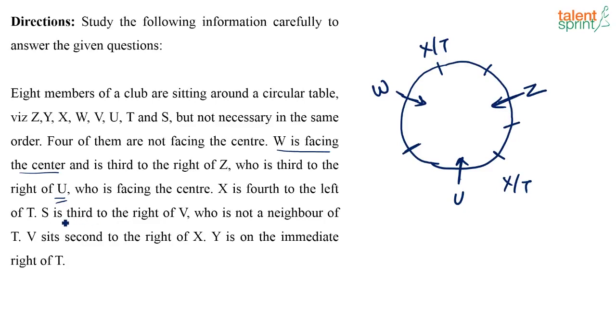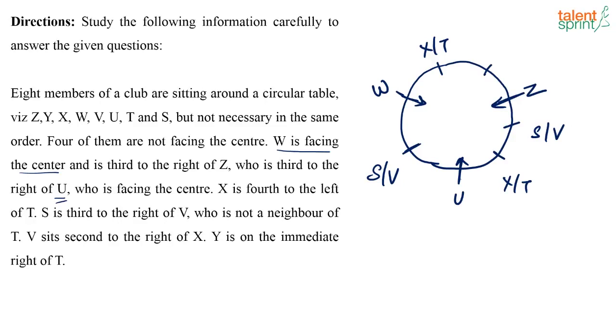Now next, what are they saying? They are saying S is third to the right of V, who is not a neighbor of T. Again, now let us try to place S and V. Third to the right means, see, this can be the position of S and V, right? So this is S or V, this is also S or V. And it is also given that V sits second to the right of X. So in this case that is also coming true.